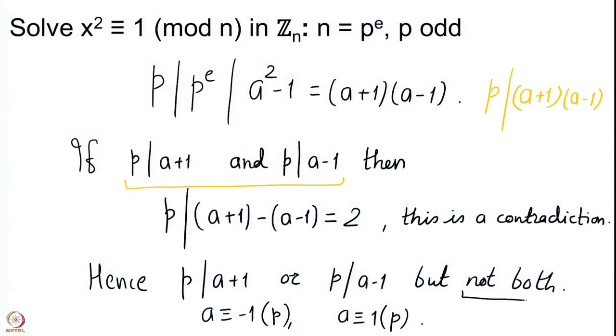What we have done here is for p, but the fact that it cannot divide both tells you that when p divides a plus 1, all the powers of p, that is p power e, will have to divide a plus 1; they cannot divide a minus 1. So we actually get that modulo p power e also, the only possibilities are that a is 1 mod p power e or a is minus 1 modulo p power e. To summarize, whenever p is an odd prime, in the set Z mod p power e Z there are only two solutions to x square congruent to 1 mod p power e, those being a equal to 1 and a equal to minus 1 modulo p power e. For all odd primes, the situation is the same.